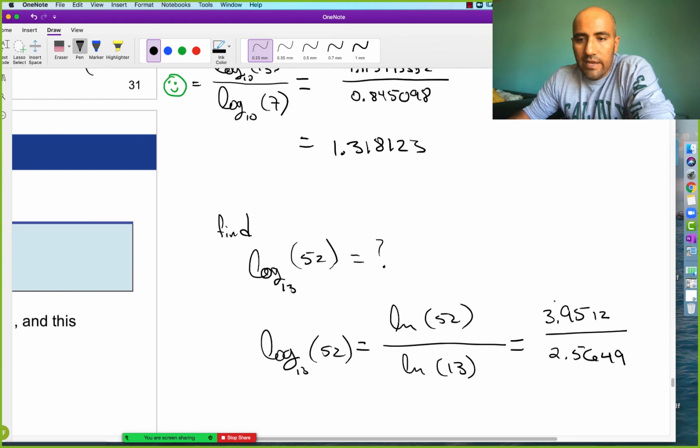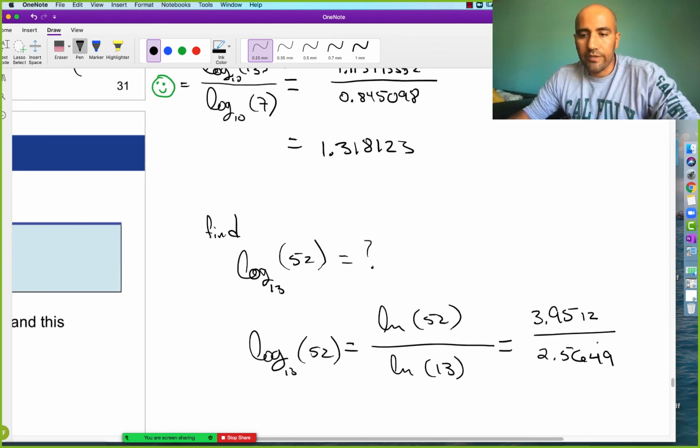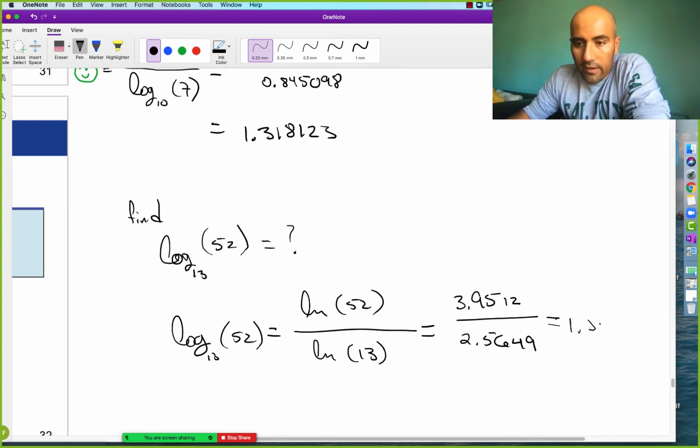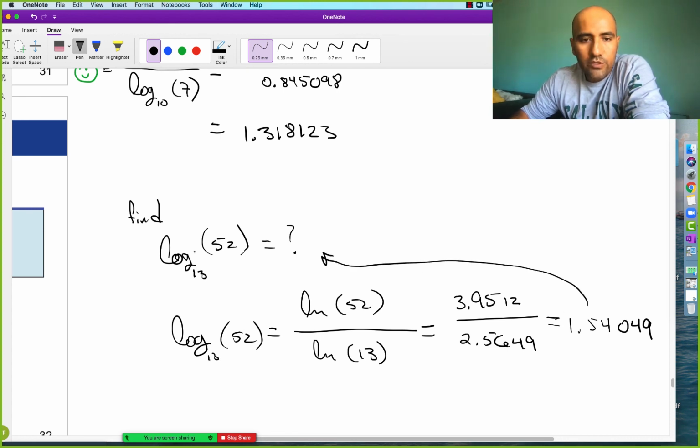So this is not the answer to our question. This is not the answer to our question, but the division of the two will be the answer to our question. So when we divide these two, 3.9512 divided by 2.5649, we get approximately 1.5049. And so now that becomes our answer. This is our answer to this. That's what we originally wanted to know.